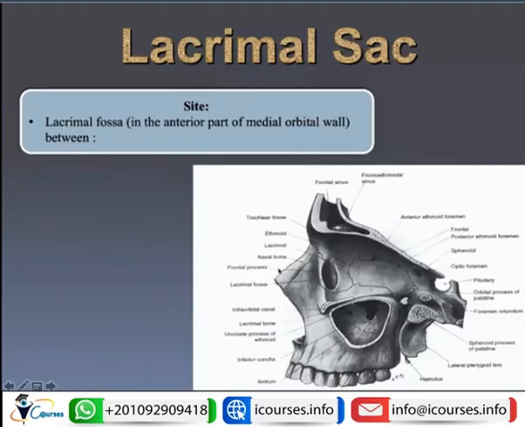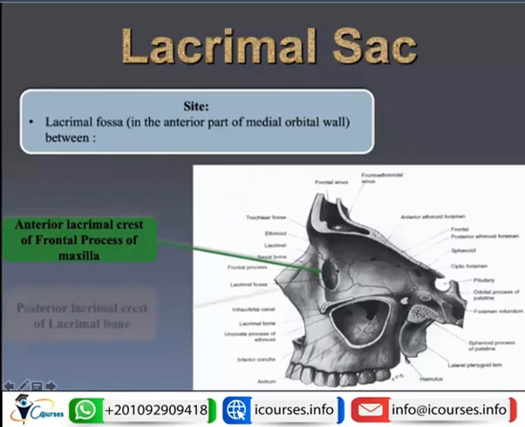The lacrimal sac is present in the lacrimal fossa, and this has been discussed in the orbital lecture. We said that in the lacrimal fossa, the anterior lacrimal crest is formed by the frontal process of the maxilla, while the posterior lacrimal crest is made by the lacrimal bone. The lacrimal sac occupies the lacrimal fossa, which is situated between the anterior and the posterior lacrimal crest.